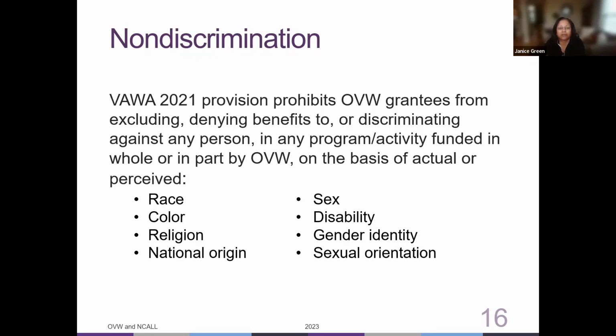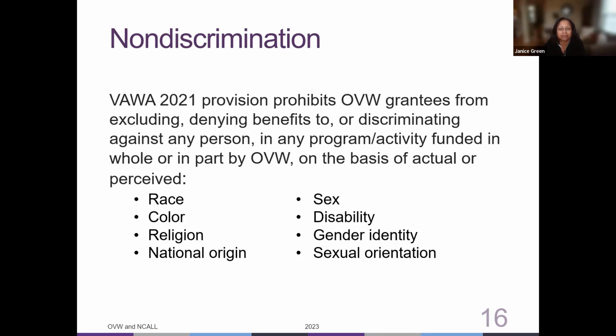So under VAWA 2021, when it was reauthorized, it prohibits grantees from excluding, denying benefits, or discriminating against any program or activity funded in whole or in part by OVW against individuals based on the factors below. So race, sex, disability, gender identification, sexual orientation, religion, color, and national origin.